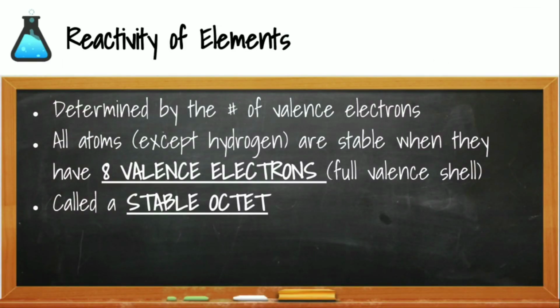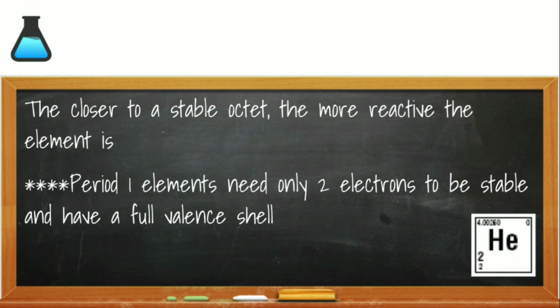The reactivity of all elements is determined by the number of valence electrons. All atoms except hydrogen are stable when they have a valence of 8 electrons, called a full valence shell. It's also called an octet. The closer to a stable octet, the more reactive an element will be.